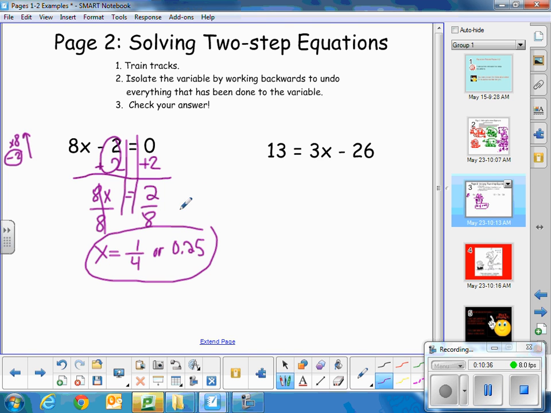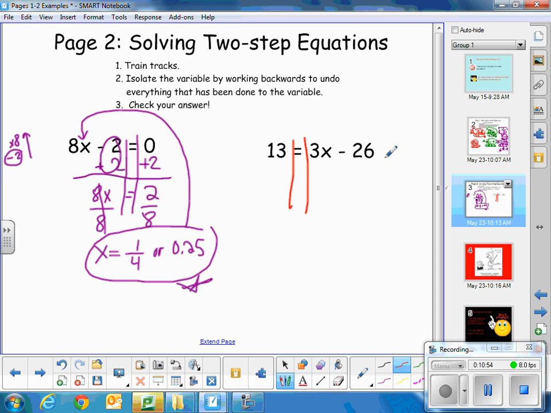If you want to check your work, you plug this back in for x. 8 times 1/4 or 1/4 of 8 is 2, and 2 take away 2 is 0. We've got the correct answer. The last example, draw your train tracks.